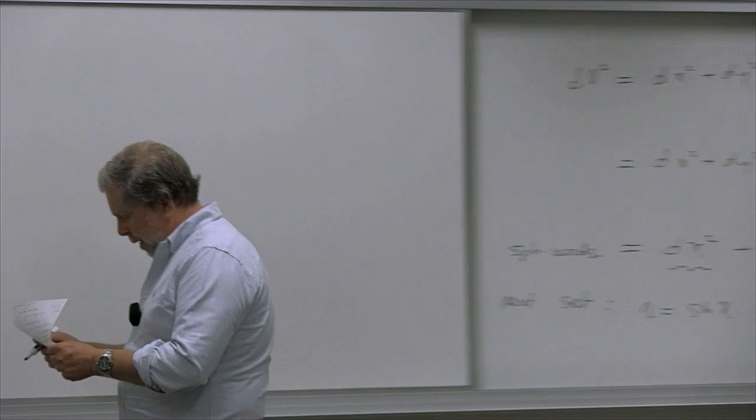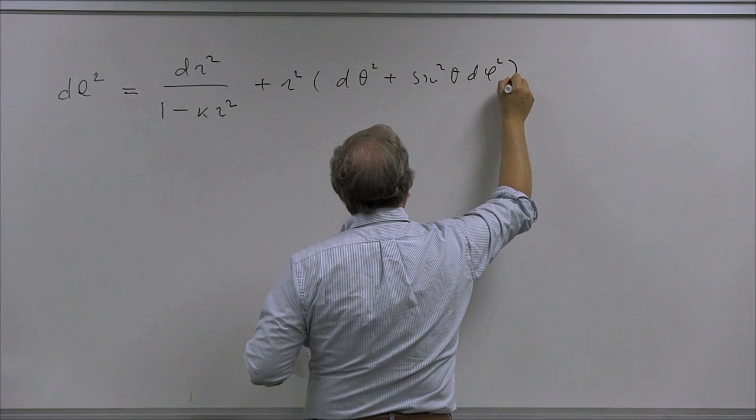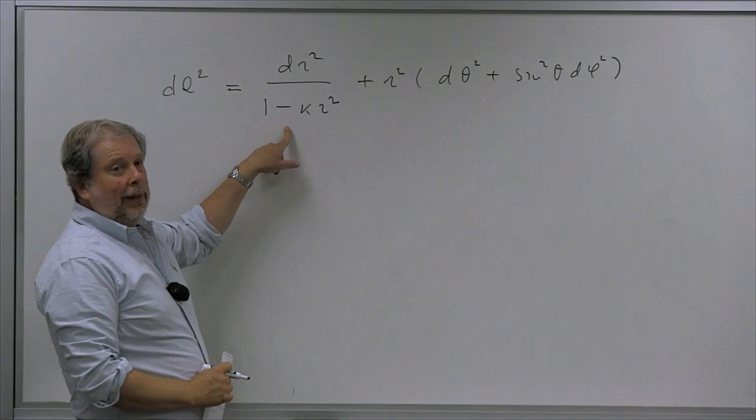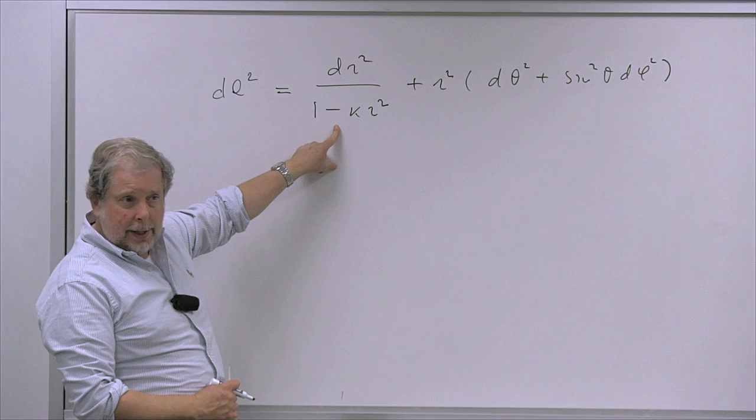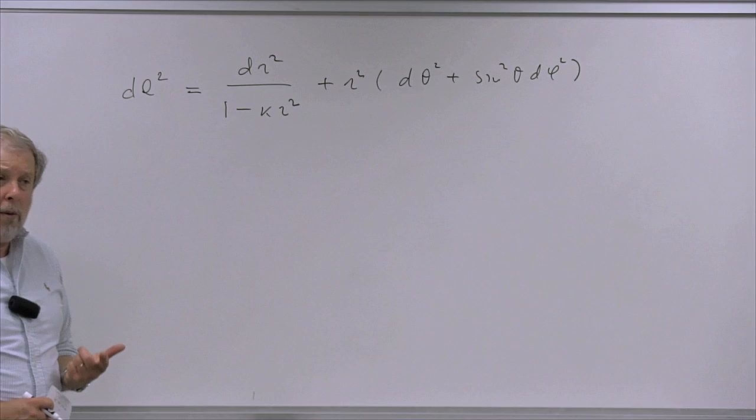And then plus r squared times d theta squared plus sine squared theta times d phi squared. Okay, so now that looks very much like, what does it look like? Well, of course, it looks like the line element in Euclidean space if we didn't have this term, right? So it looks almost exactly the same, and that's, of course, the whole point of this transformation, to bring it into a form which is almost identical to the flat space one.